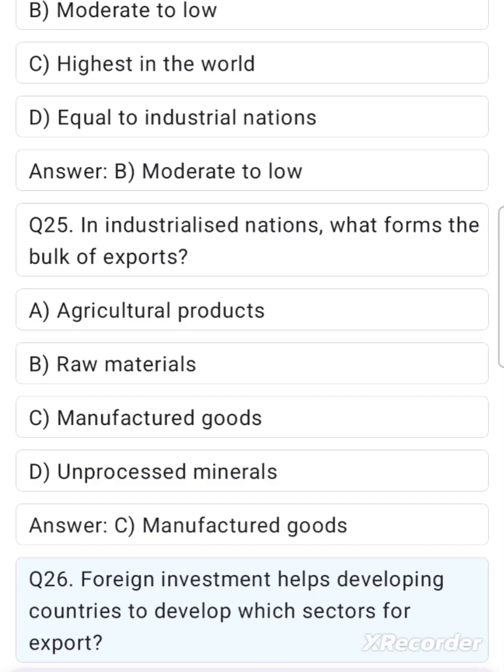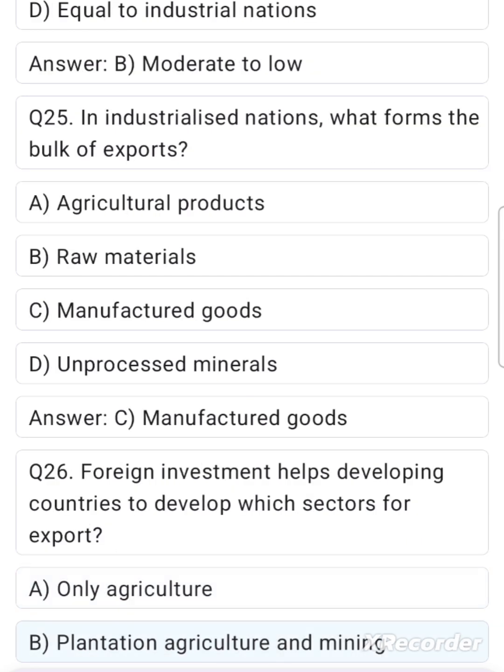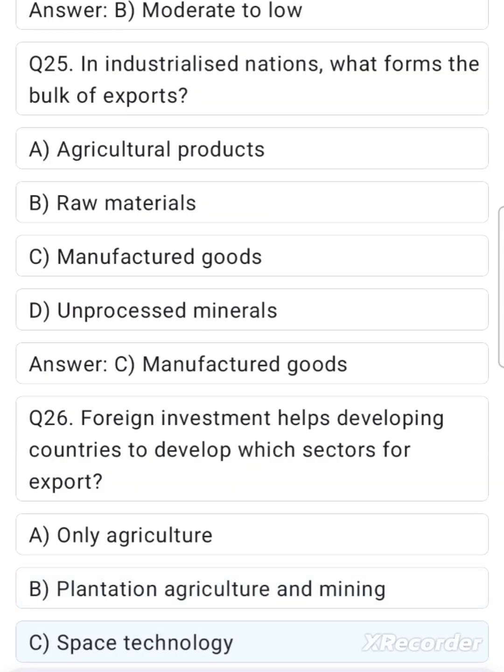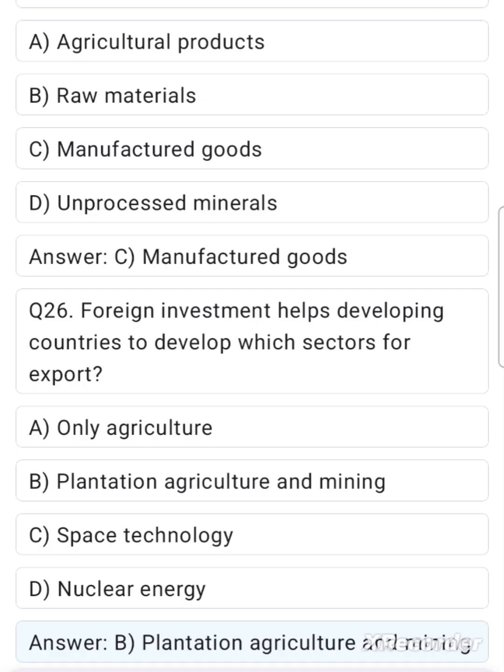Q26. Foreign investment helps developing countries to develop which sectors for export? A. Only agriculture. B. Plantation agriculture and mining. C. Space technology. D. Nuclear energy. Answer. B. Plantation agriculture and mining.